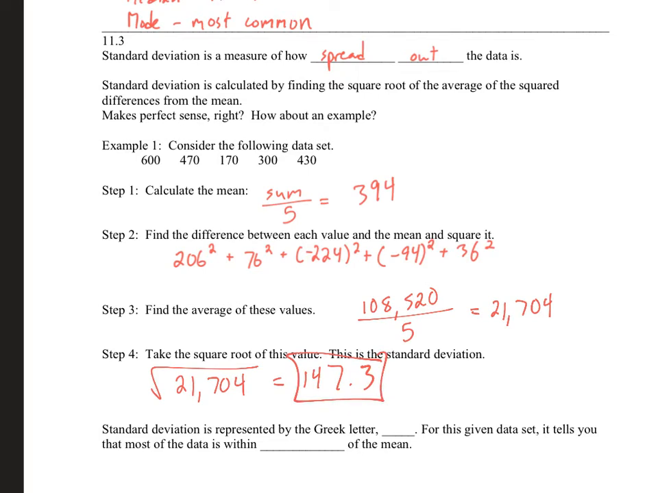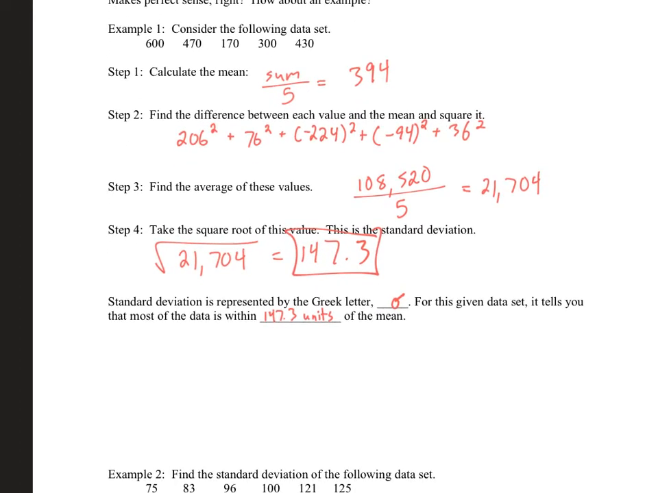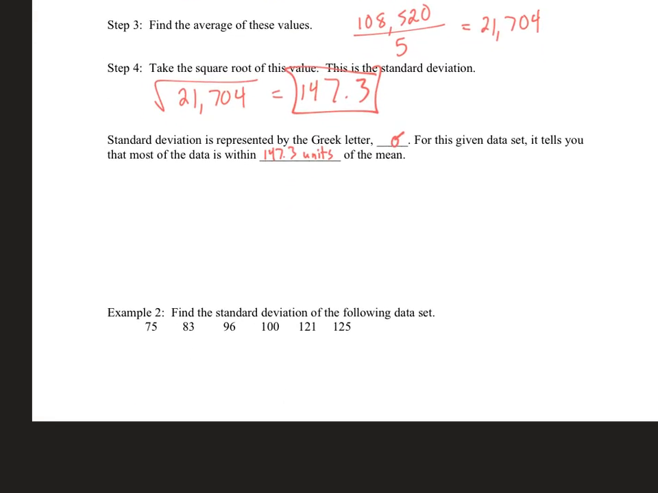Again, it's a good idea for you to have your own calculator and check these because you will have to do this at some point on your own. Standard deviation is represented by the Greek letter sigma. Looks kind of like that, like a cherry almost. For this given data set, it tells you that most of the data is within 147.3 units of the mean. So it's telling us that most of the data is that close to the mean. We'll actually use this later, but for now we're just calculating stuff.